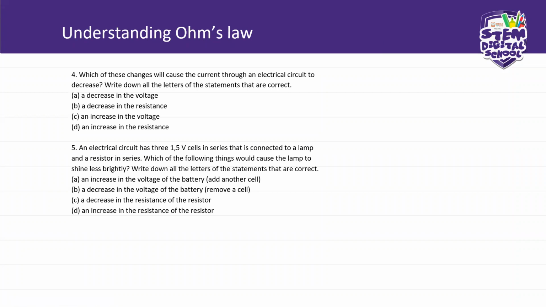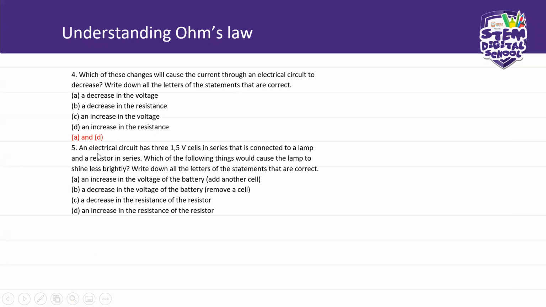It's A and D. You're correct, Amraha. It's A and D. Because when we increase the voltage, the current increases. So a decrease in the voltage will decrease the current. An increase in the resistance will also decrease the current. So it's A and D.